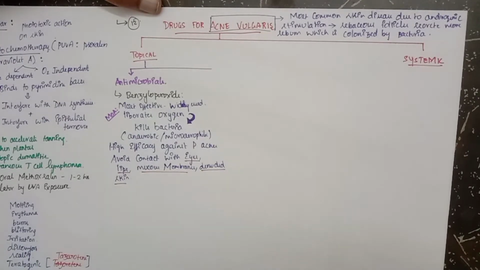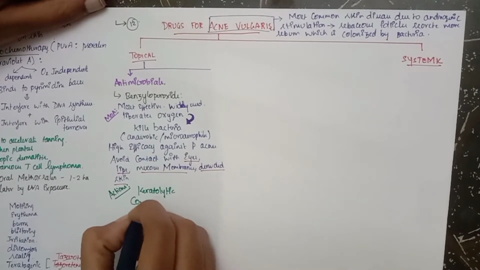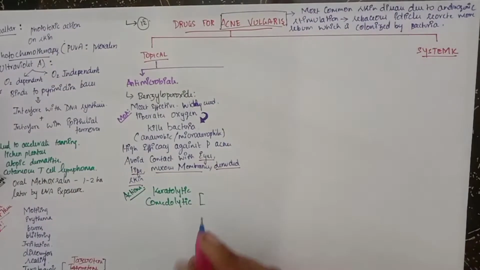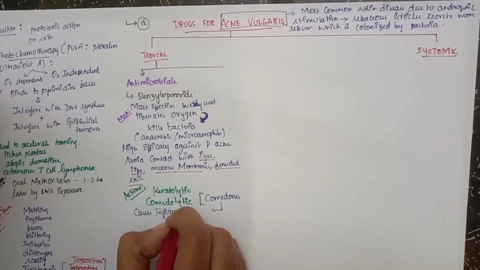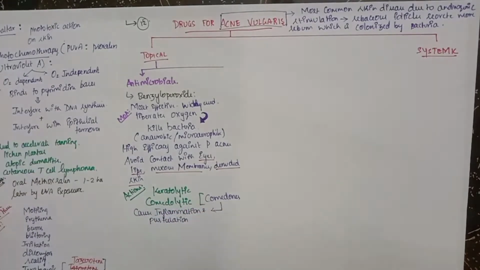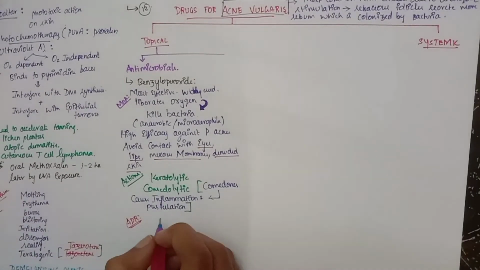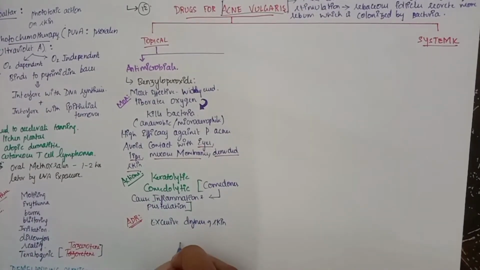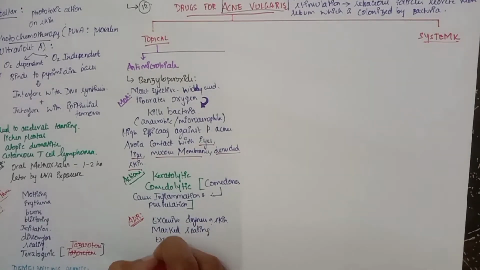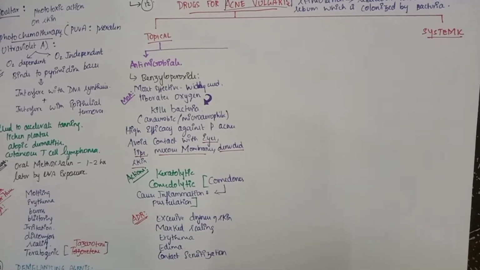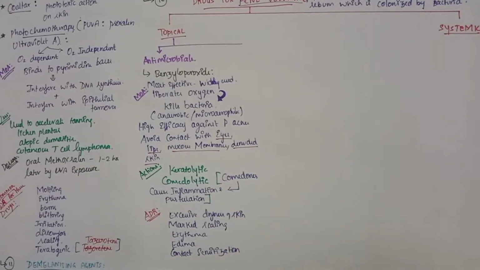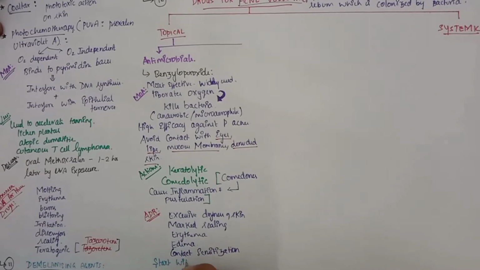So let's go into the actions of benzoyl peroxide. It has keratolytic and comedolytic properties. These comedones cause inflammation and pustulation. The adverse effects are excessive dryness of skin, marked scaling, and erythema; edema also often occurs, and there will be contact sensitization. So it's better to start with once daily administration, like 15 minutes a day.